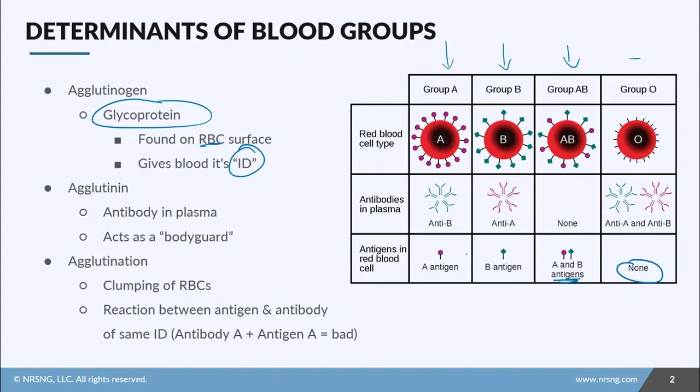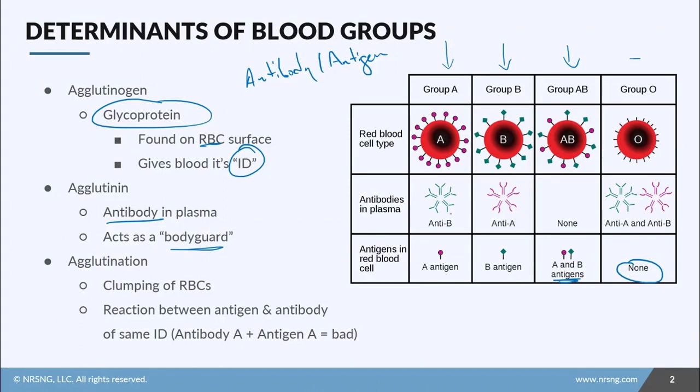And this plays into the antibody that's in the plasma. The relationship between these is an antibody and antigen relationship, and that is really important. This antibody is called agglutinin, and it acts as a bodyguard. Let's look at group A. Group A has an A antigen attached to the surface of the red blood cell, but it has the anti-B antibody in the plasma. For instance, in blood transfusions, which we'll talk about in just a few minutes, this is where it comes into play.